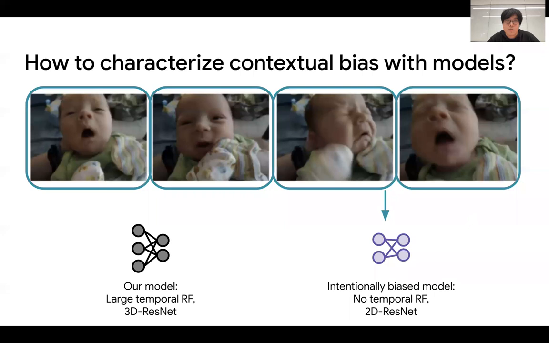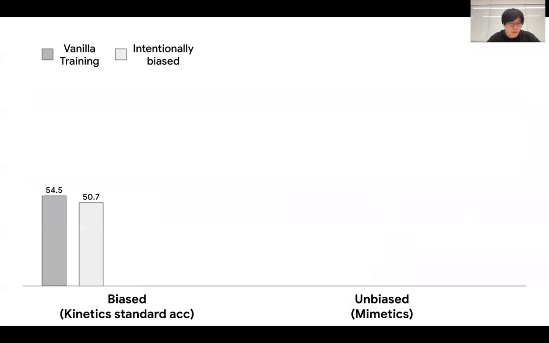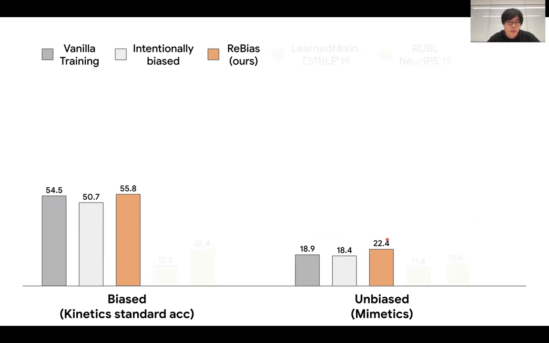So here are the results. In the Kinetics standard accuracy, ours is slightly better. And in the unbiased accuracy, we achieved 6 percentage points better. And the other comparison methods failed to generalize.